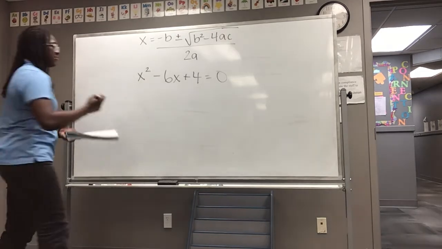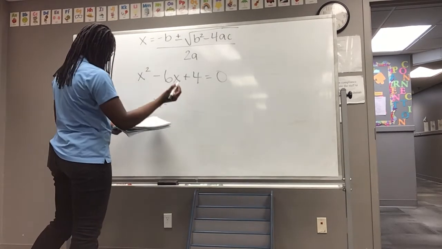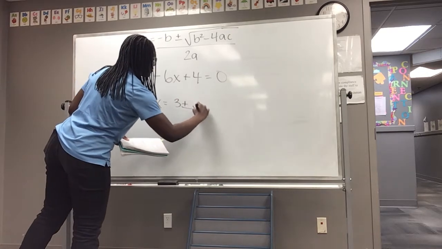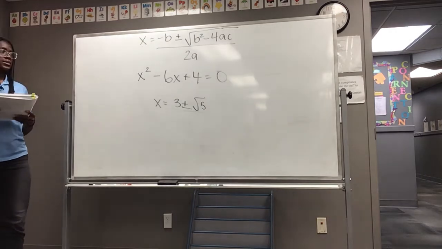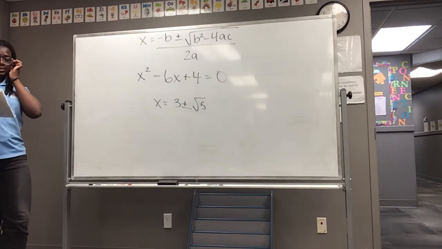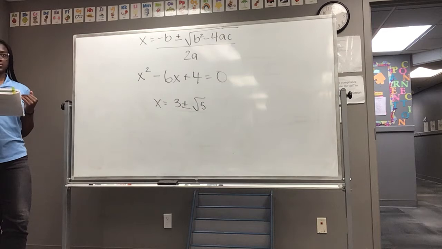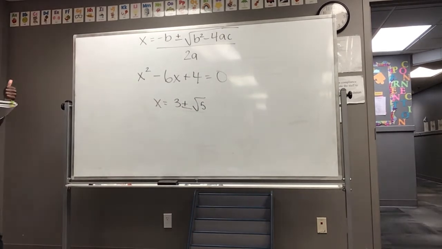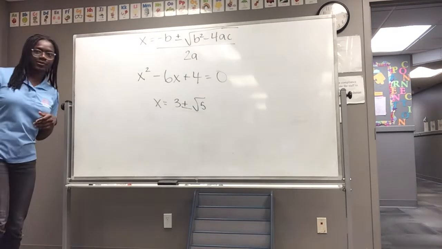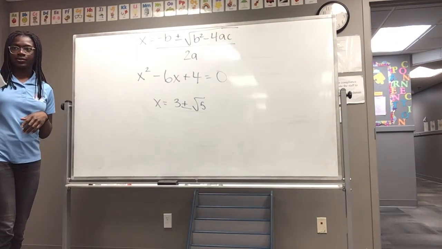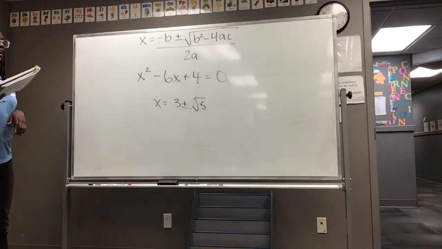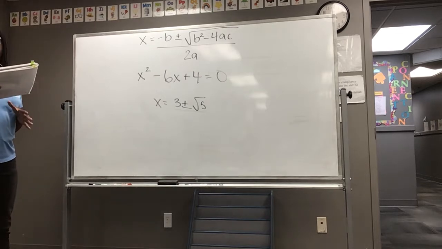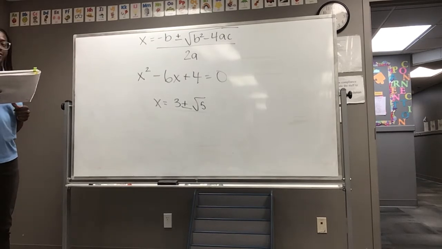Okay, so for this one, if you simplify all the way down, you should get x equals 3 plus or minus square root 5. You guys agree? Does anyone want me to go over it? I was confused by the 3, but you divided by 2, didn't you? Yeah. There was a 2 on the bottom, and so I simplified down and got 3 plus or minus square root 5.